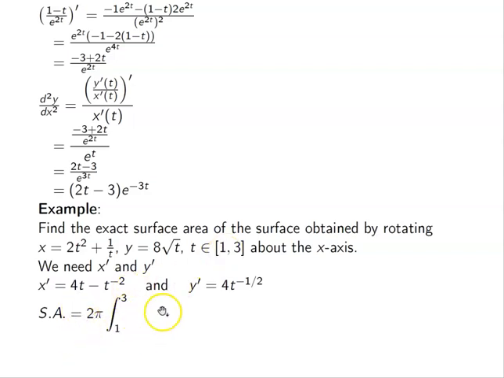2 pi, 1 to 3, y of t, which is 8 root t, times the square root of x prime squared, which is 4t squared. Multiply those two things together and double it, so that's t times negative t is a negative 1, and then 4 times negative 1 times 2 is negative 8, and then square those last terms, so that's a plus, and negative 2 plus negative 2 is negative 4. So that's x prime squared, and I'm going to add to that y prime squared, so this will be 16, and then when I square this, 2 times negative 1/2 will be a negative 1.